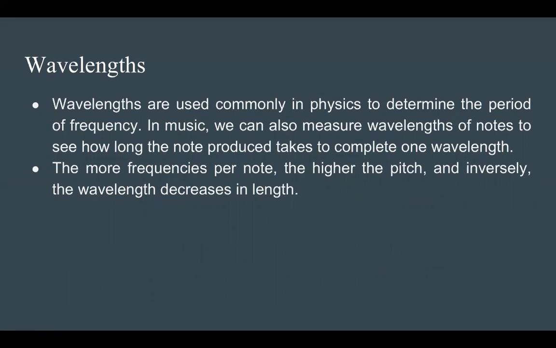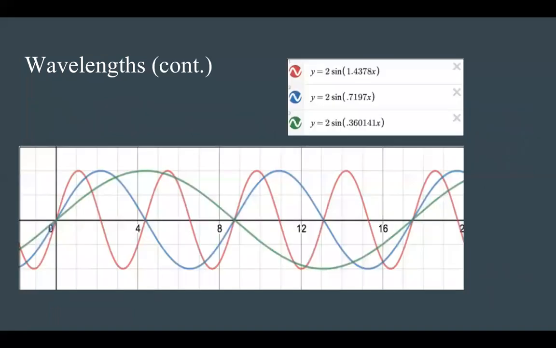Wavelengths are used commonly in physics to determine the period of frequency. In music, we can also measure wavelengths of notes to see how long the note produced takes to complete one wavelength. The more frequencies per note, the higher the pitch, and inversely, the wavelength will decrease in length.